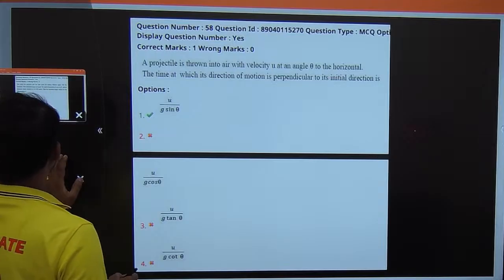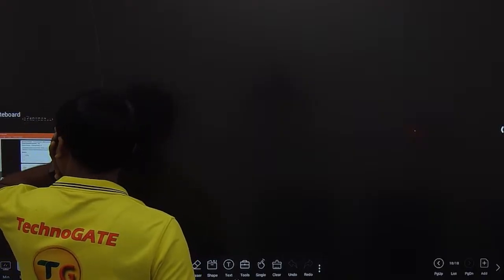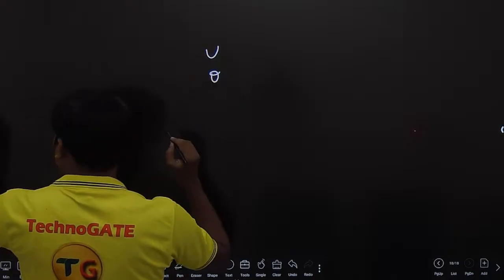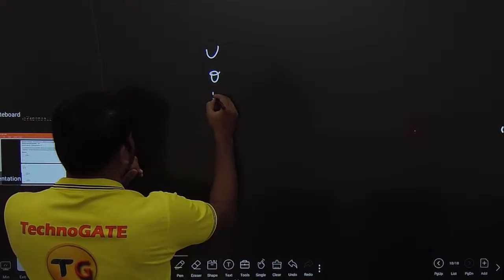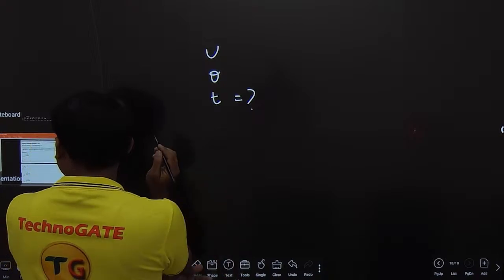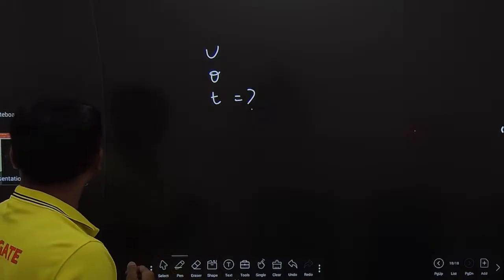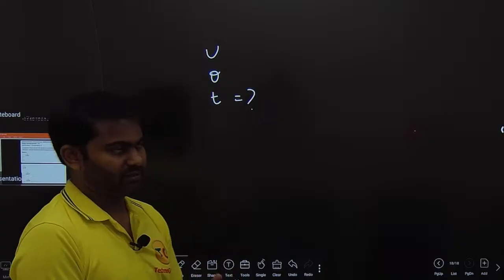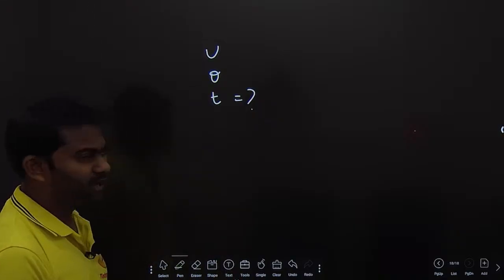What they are telling is basically the particle is thrown into air with a velocity u at an angle theta. Velocity u, angle theta to the horizontal. The time at which its direction of motion is perpendicular to its initial direction. The time at which its direction of motion is perpendicular to initial direction.